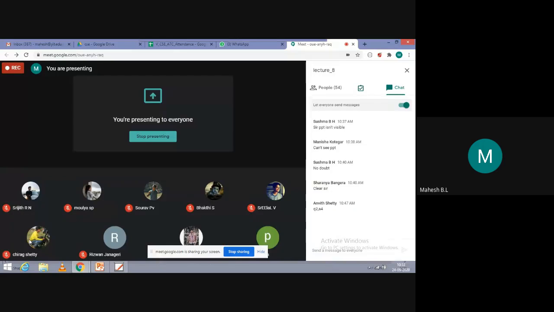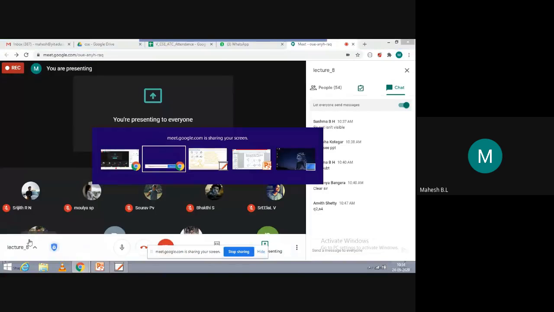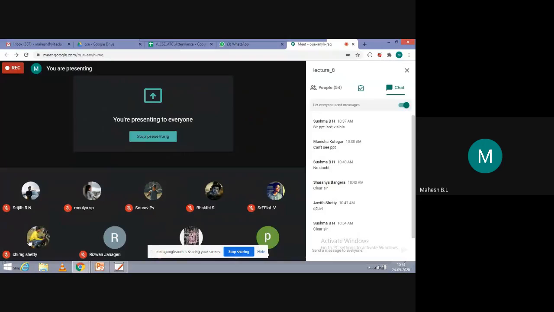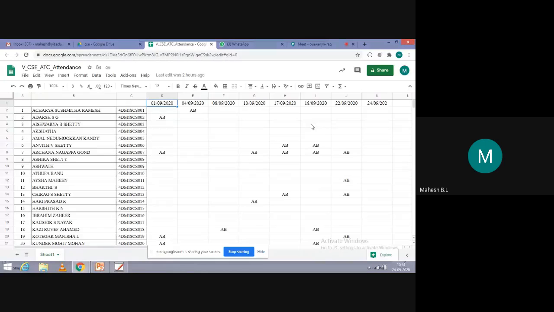Is it clear to you? Any doubts in this? Very important problem for the exam. It will be asked for 10 marks like that. Is it clear, or do you have any doubts? Okay, no doubts.